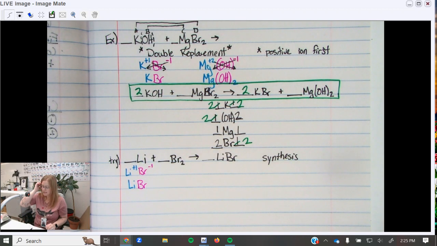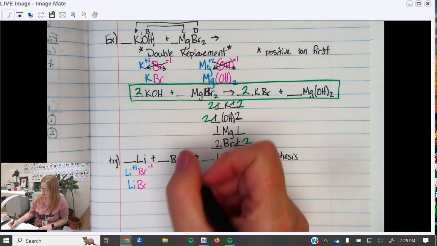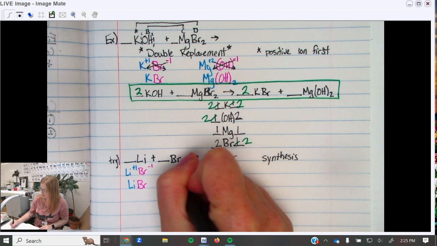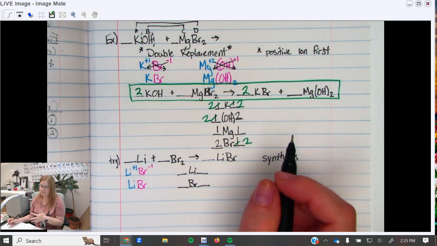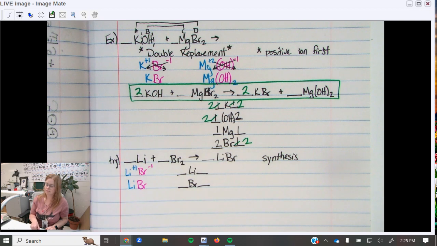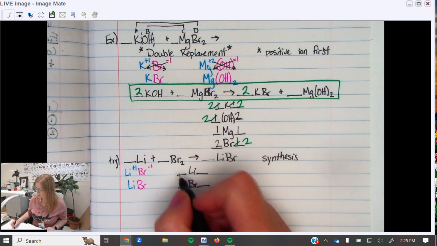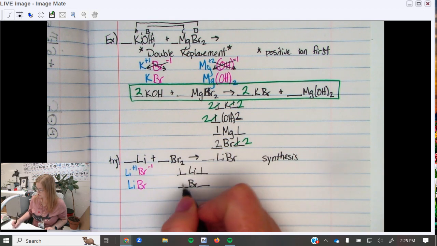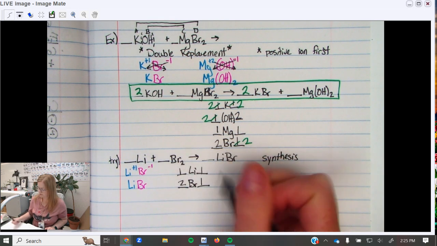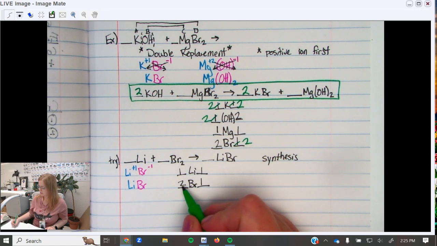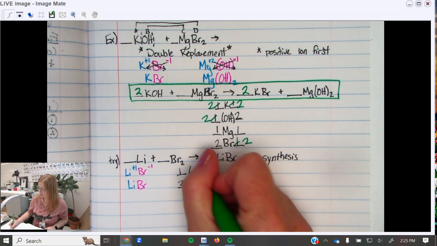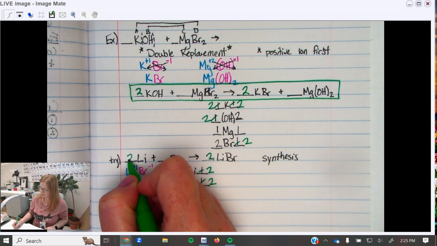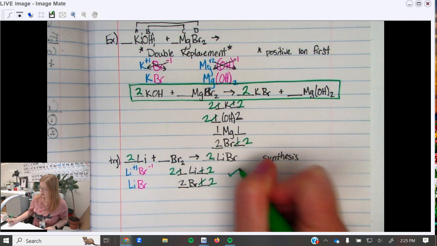All right. And now I need to balance. So I have Li, I have Br. The nice thing about synthesis and decomposition is that you're usually dealing with fewer elements and polyatomic ions, which makes it a little bit easier. So I have 1 Li on the left, 1 on the right, 2 Brs on the left, and 1 on the right. So I've got to start with Br. So I'm going to put a 2 out front here, which also makes Li 2, which is no problem because I can put a 2 here. And now I am balanced.